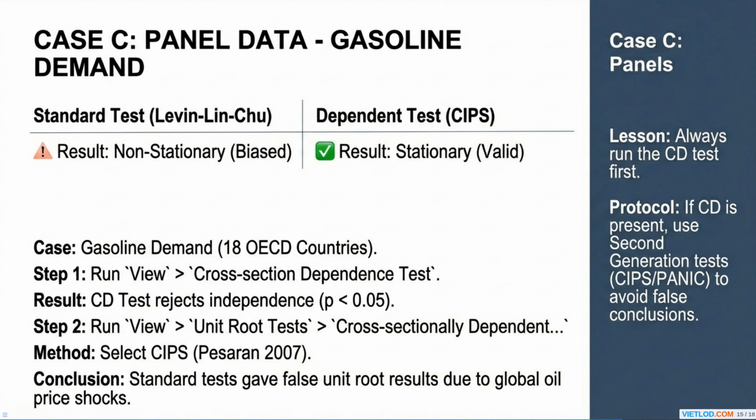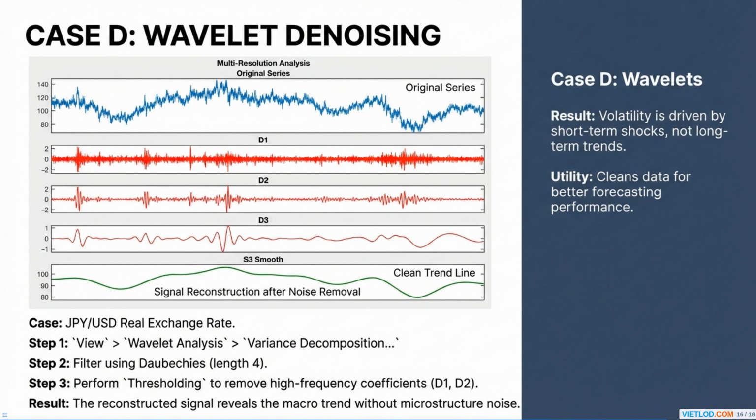Because dependence is present, using a standard first-generation test like Levin-Lin-Chu would be incorrect. In fact, it gives a biased result, suggesting the series is non-stationary. Instead, we must use a second-generation test. We select the CIPS test, which is designed for dependent panels. This test gives the valid result: gasoline demand is stationary. The standard test produced a false negative due to ignoring the common factor of global oil prices.